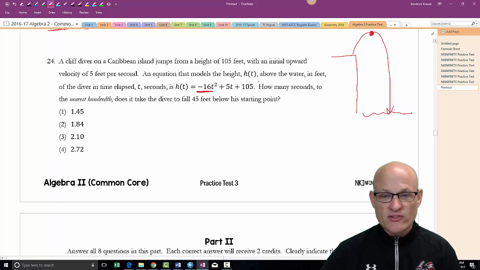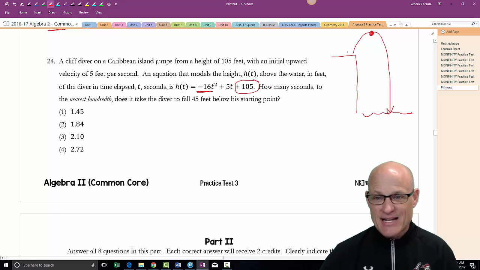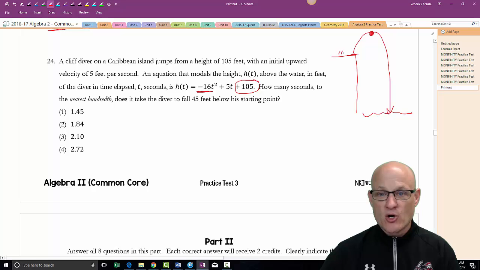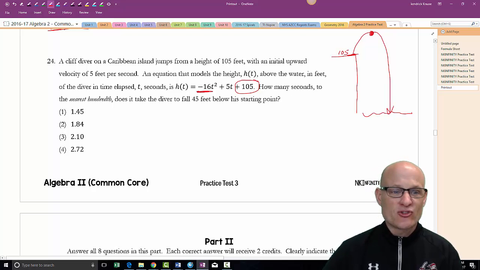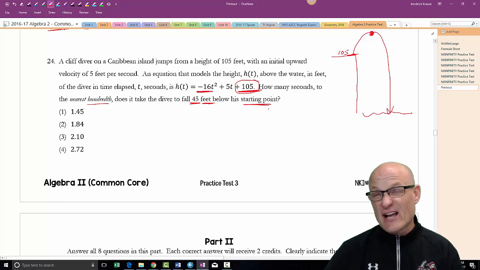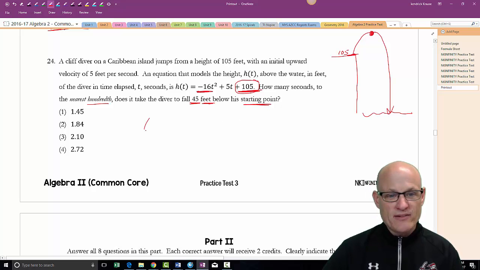What's this guy's starting value? Apparently he must be 105 feet in the air, because at time 0, he is 105 feet in the air. So the question says, how many seconds to the nearest hundredth does it take the diver to fall 45 feet below his starting point? Well, if his starting point is 105, 45 feet below that would be 60. So we want to know, when is his height going to be 60?